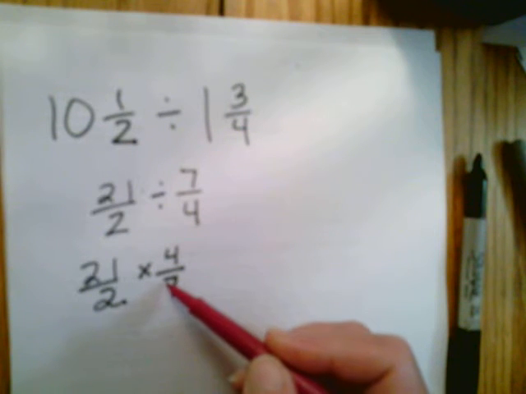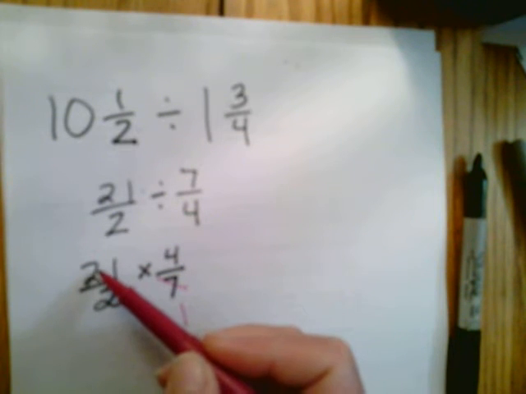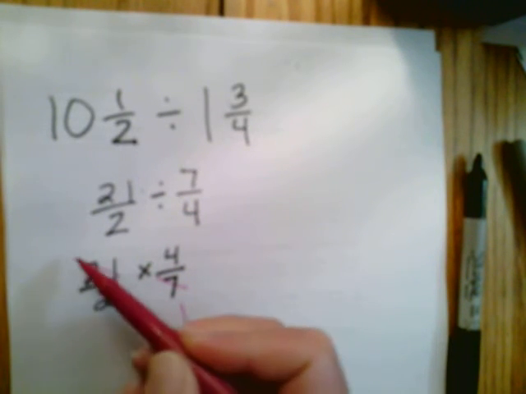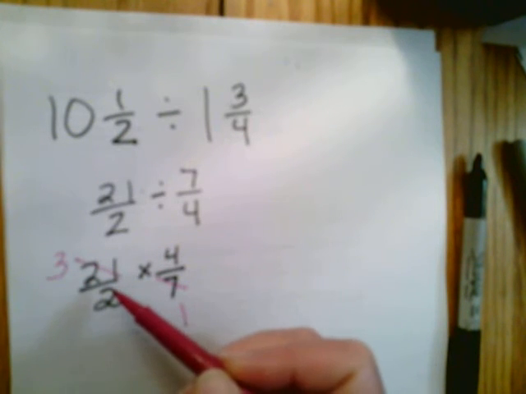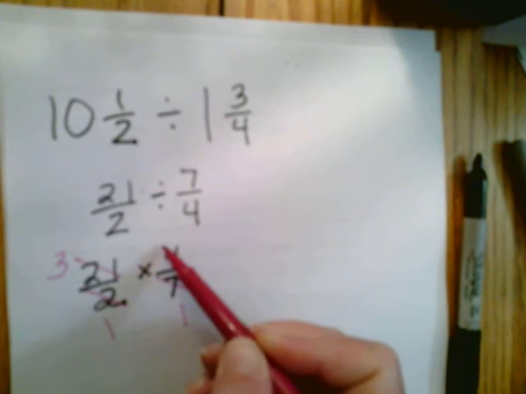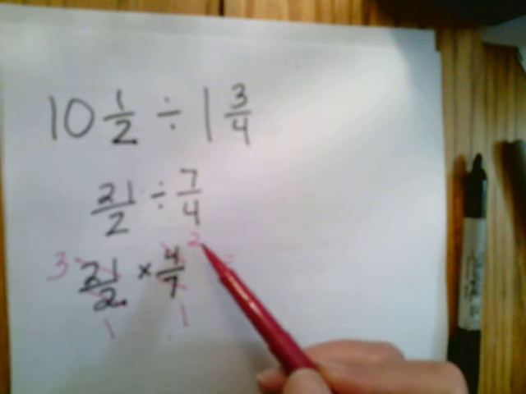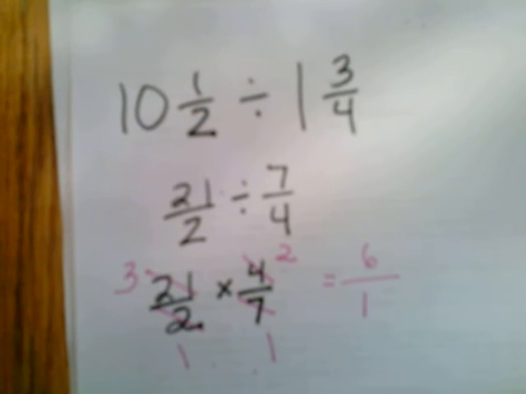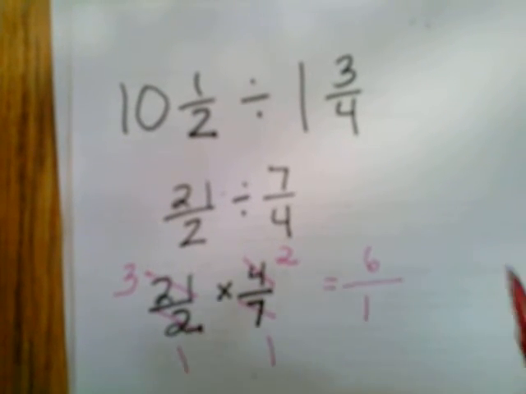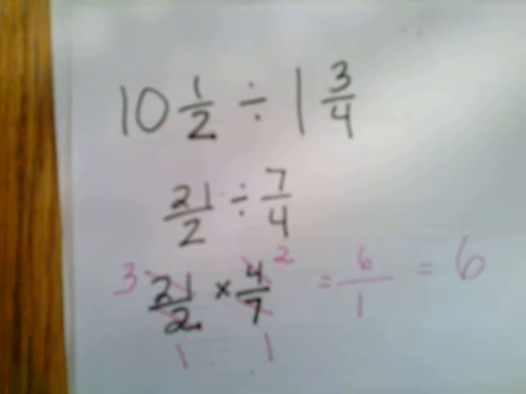So I can factor out a 7, so 7 goes into itself once. And I can factor out a 7 here. 7 goes into 21 3 times. And look, a double dip. I can factor out a 2 here and a 2 up here. Now I can say 3 times 2 is 6. 1 times 1 is 1. And 6 over 1 is just 6.